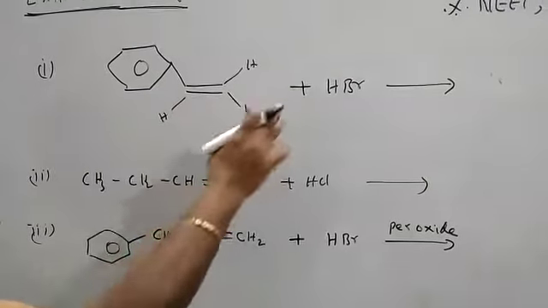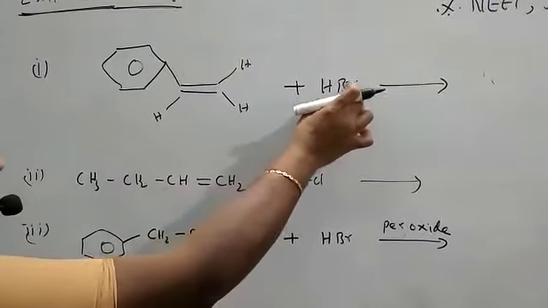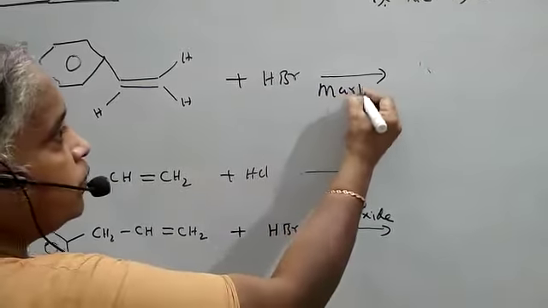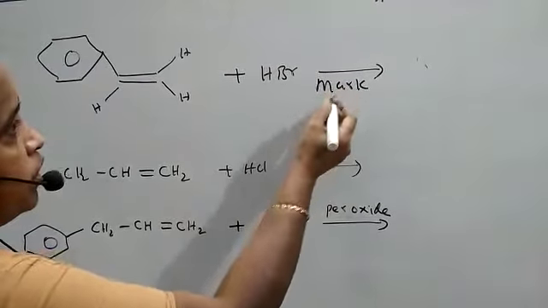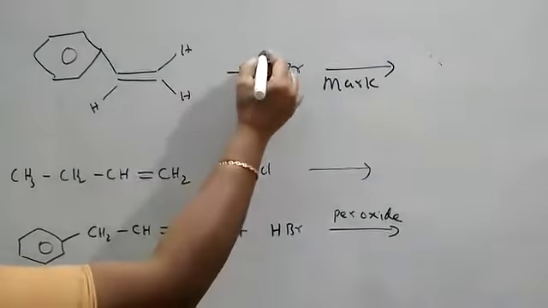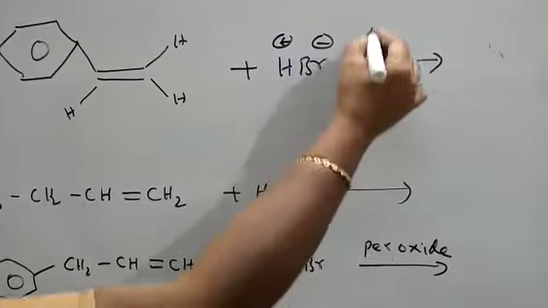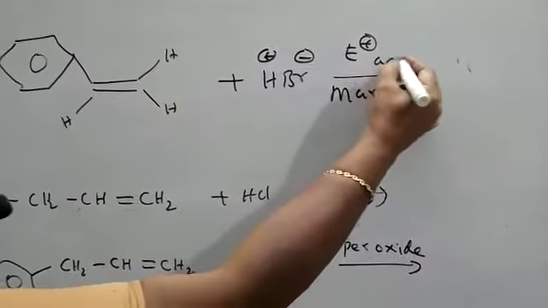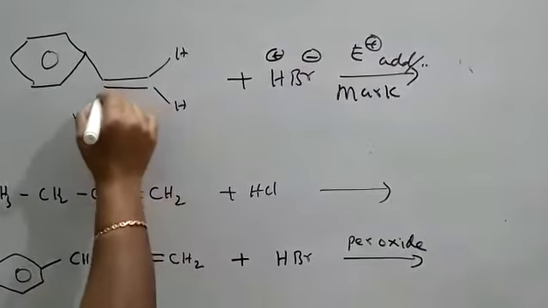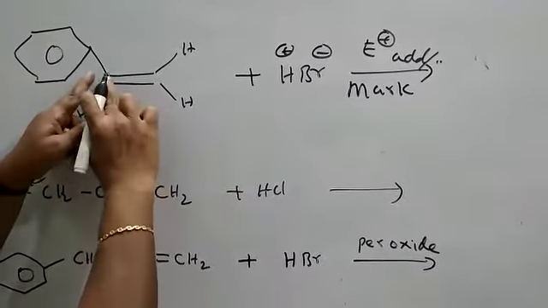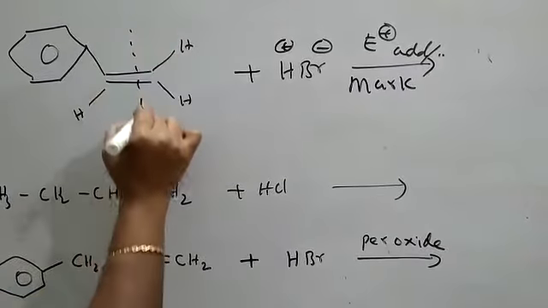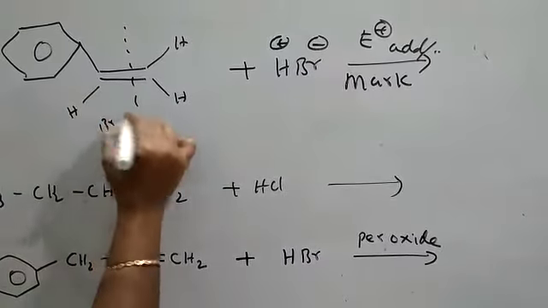So the reagent given is HBr. There is no peroxide, so it follows only the Markovnikov rule. What is the Markovnikov rule? The negative part attaches to the carbon with fewer hydrogens. Here it is plus and here it is minus. It follows the electrophilic addition reaction mechanism. This is the double bond carbon which has the polar character, so you break the bond and give Br and H.